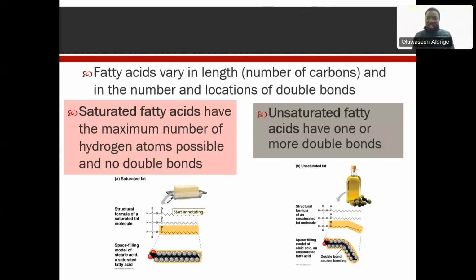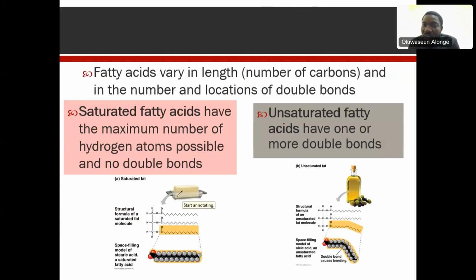Double bond, then less hydrogen. So you're going to see that in a moment as we go. Now, if you look at this, for instance, I'm going to show this to you perhaps on the next slide. But when you look at this, this is saturated fat.